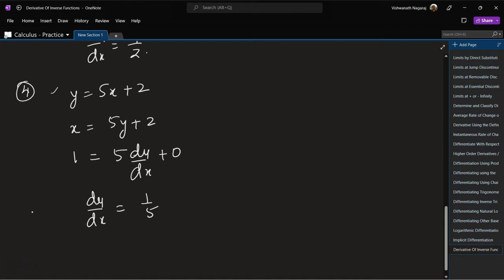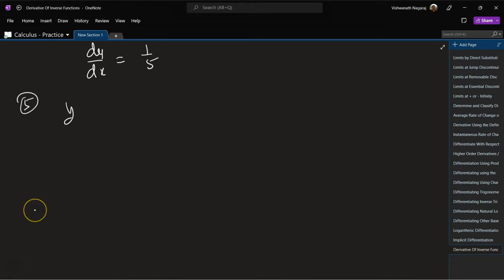Now be very clear that this 1 by 5 is the derivative of this and not of this. This is the function, this is the inverse of the function. So this is f of x, this is f inverse of x prime is 1 by 5.